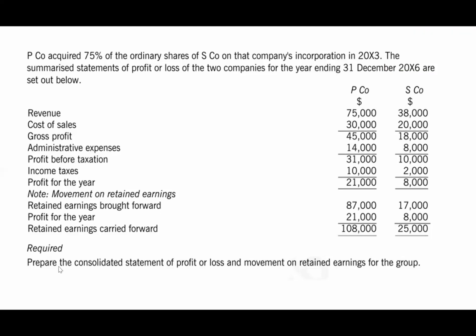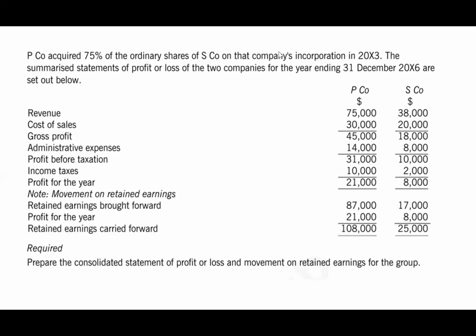As you can see here, the requirement is to prepare the consolidated statement of profit or loss. We can ignore the movement on retained earnings because that's not what we are going to cover in this recording. PICO acquired 75% of the ordinary shares of ESCO, which indicates control. That means ESCO will be the subsidiary of PICO. Control exists here because this is more than 50% ownership, on the company's incorporation in 20X3.